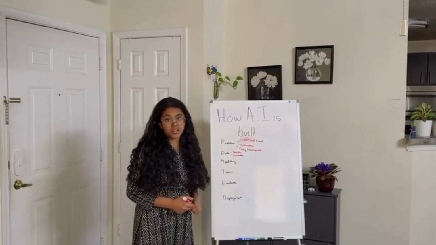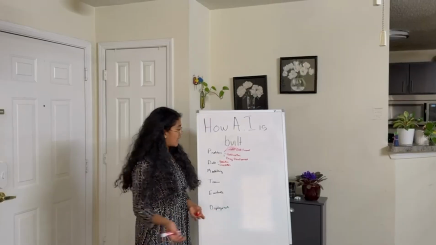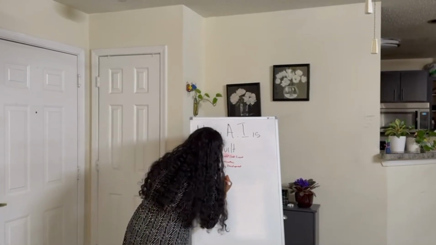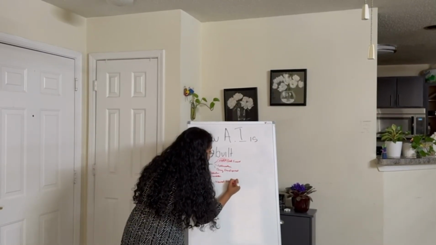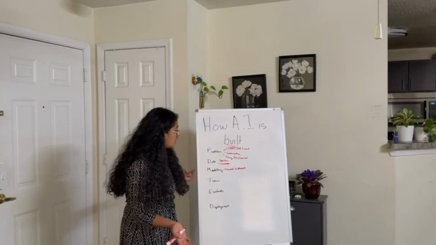Next up, we have modeling. So the data that can be fed into the AI to model something. So this model is also called a neural network, because this is supposed to simulate how a brain actually works, hence the name neural network.